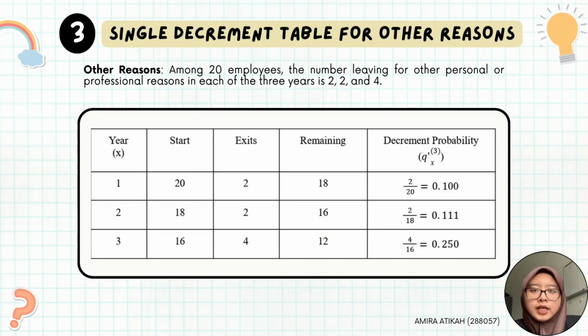For example, in year 1, QX prime 3 is calculated by 2 divided by 20 which equals 0.100, increasing to 0.250 in year 3 as more employees exit from a shrinking pool. This table highlights how the probability of exit increases over time, providing key insight into employee retention trends.